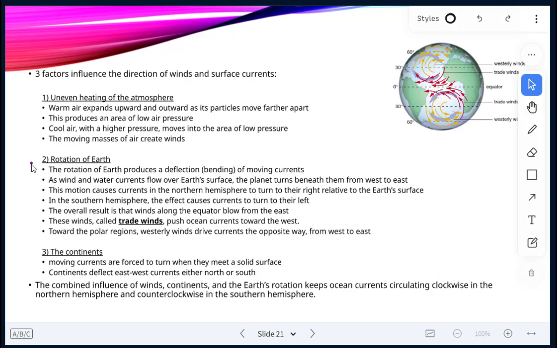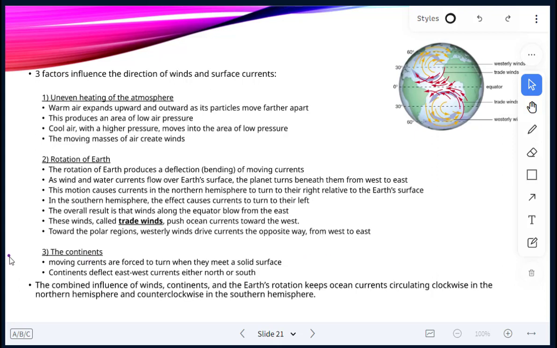So as wind and water currents flow over Earth's surface, the planet turns beneath from west to east, and that motion causes currents in the northern hemisphere to turn to their right relative to the Earth's surface. In the southern hemisphere, the effect causes currents to turn to their left. So the overall result is that winds along the equator blow from the east. Those are called trade winds, and they're pushing ocean currents towards the west. Towards the polar regions, westerly winds will drive currents the opposite way, from west to east.